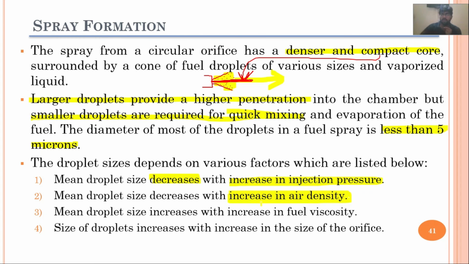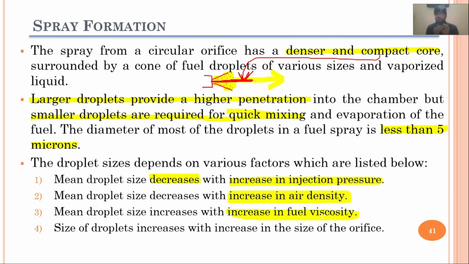Okay, next factor is the fuel viscosity. When the fuel viscosity is increased, the fuel particles are quite close to each other, and they are attracted to each other, joined with larger attractive forces. So it is difficult for these molecules to break into smaller sizes. Thus we can conclude that when the fuel viscosity has increased, the mean droplet size has also increased.